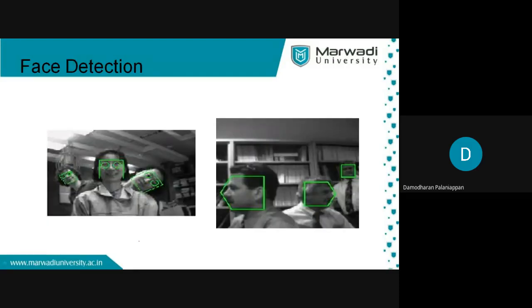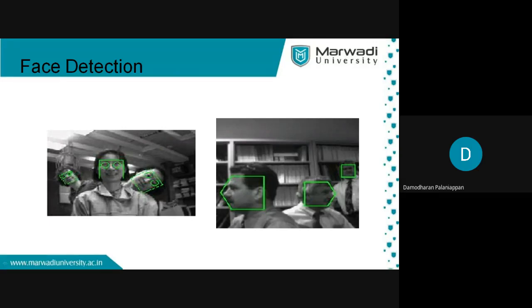The next is face detection. I already told you that according to the face detection, the camera is moved. This is also an application which we use in day-to-day life. In each and every mobile phone, we can see that face detection software is there. If you turn on your camera, there will be a green color square. If you move your face, that square also moves.